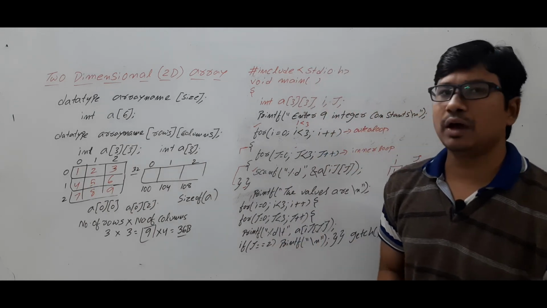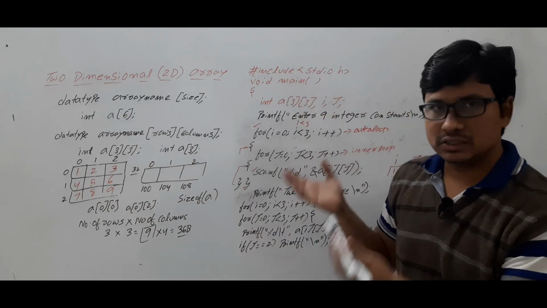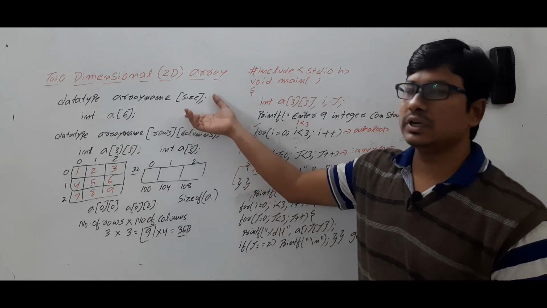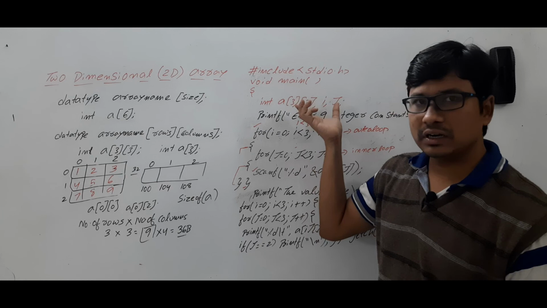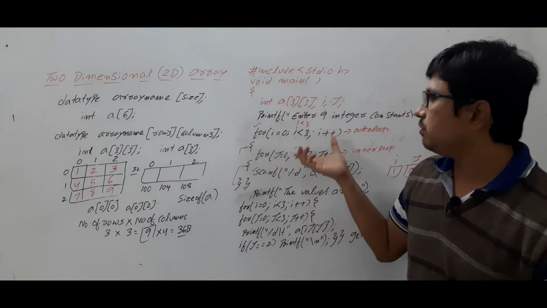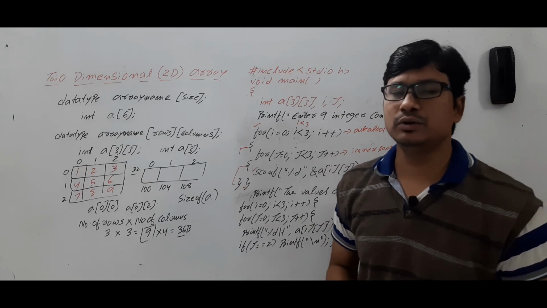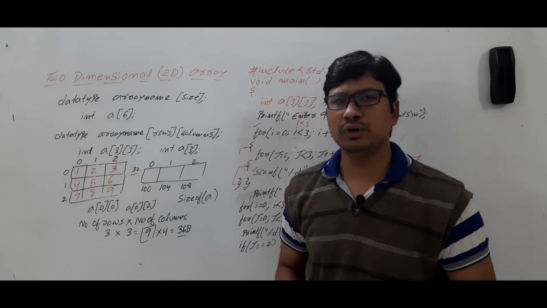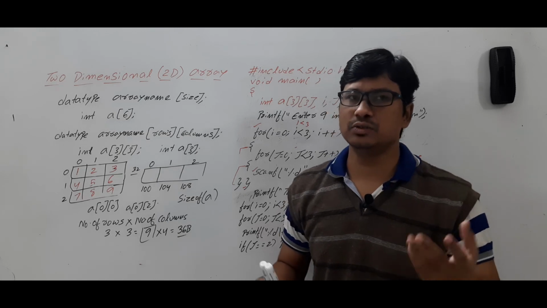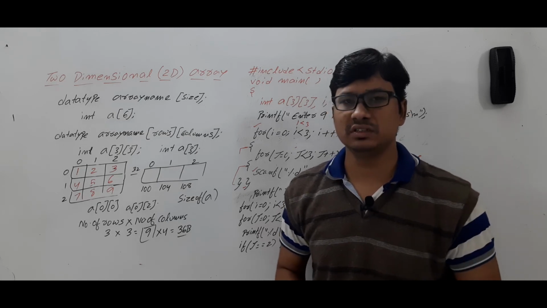So I hope you have understood what a two-dimensional array is and how it is different from a one-dimensional array, what the declaration is, and what the methods are of initializing the elements in a two-dimensional array, and I have even discussed one program related to two-dimensional arrays. In the next video, I will discuss matrix addition and matrix multiplication. So I request you to go and watch the next video.